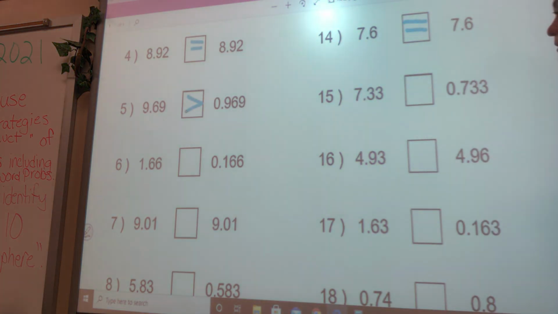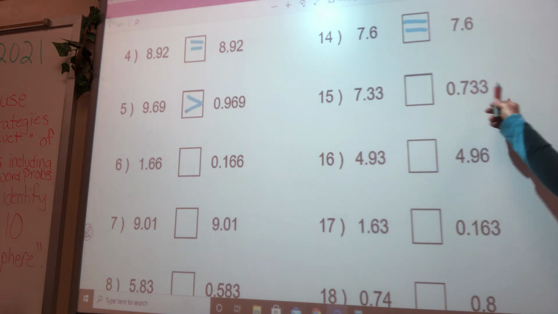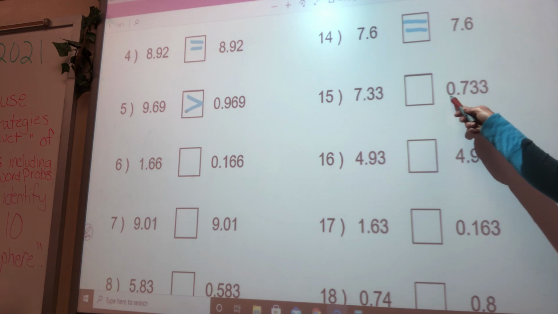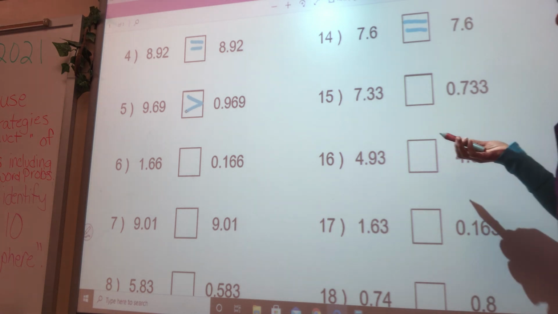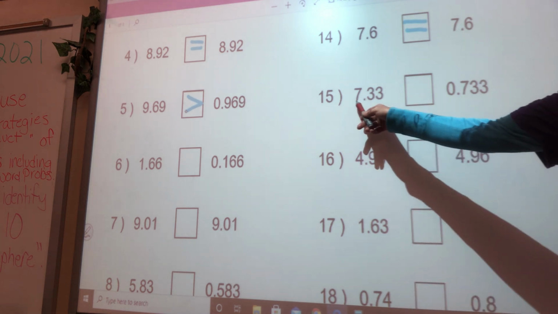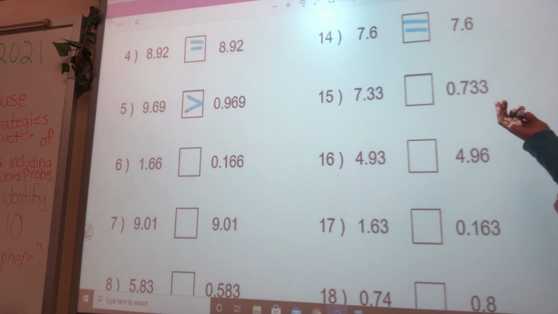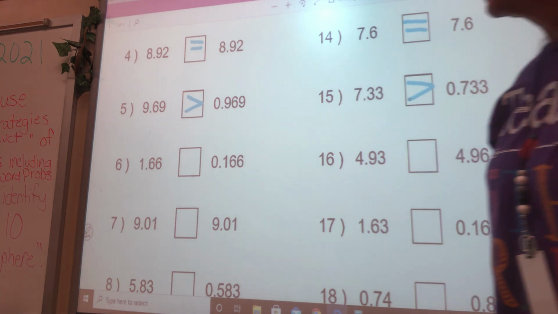Again, we have the same digits, basically 733, but even though this one has 4 digits, does that automatically mean it's more than the one that has 3 digits? Well, let's look at place value. We have 7 whole ones and we have no whole ones. So this one is definitely greater than this one.